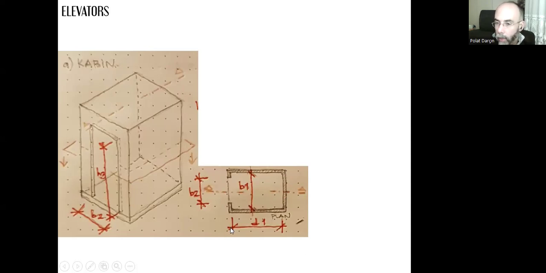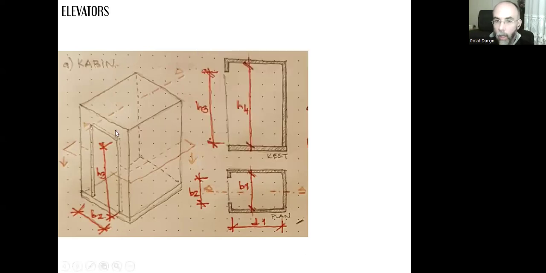Again, we have these dimensions, the width of the cabin and the length of the cabin. So it has a certain area. That means we can have different sizes for the cabins, smaller cabins, bigger cabins. That depends on the function and the number of users and the weight, obviously.